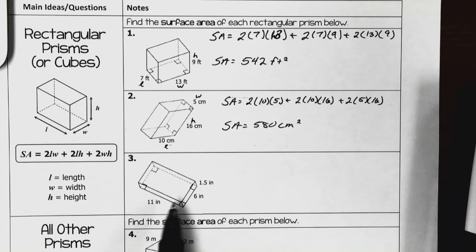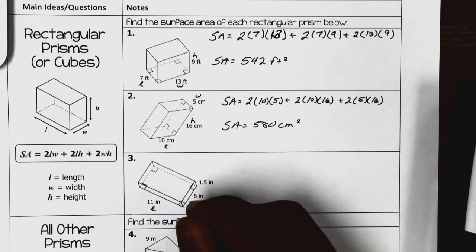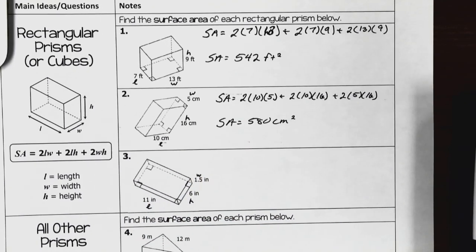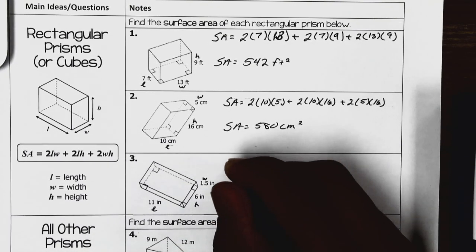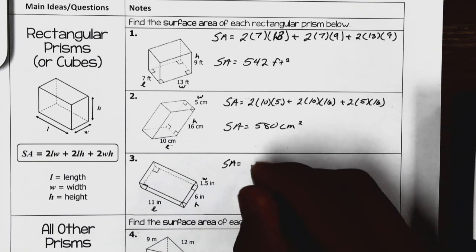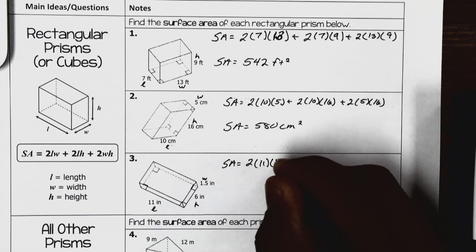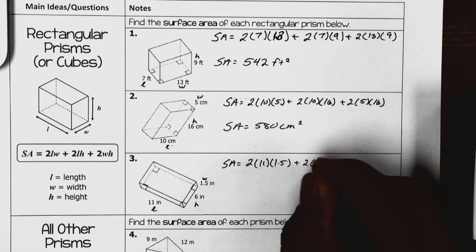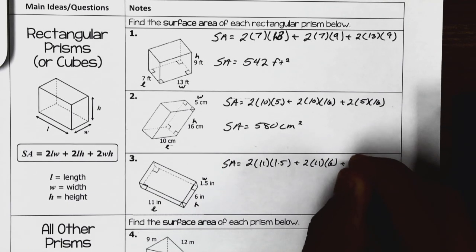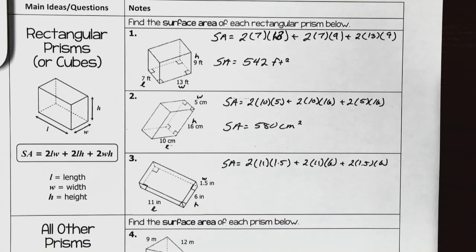And then finally, remember, it doesn't matter which ones I pick, just give each one L, H, W, and then do the formula. Let's see, so surface area equals 2 times L, which is 11, times W, which is 1.5, plus 2 times L, which is 11, times H, which is 6, plus 2 times W, which is 1.5, times H, which is 6. And there it is.